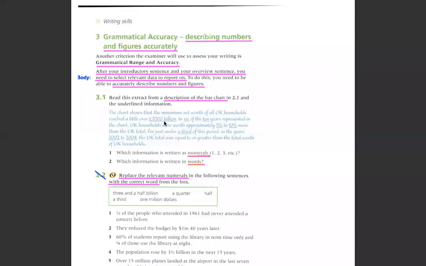So please have a look at the things that are underlined here. Which information is written in numerals? So please just find which of these are written in numbers and type them in the chat box. So some of the information that's underlined is numbers, some of them are words.